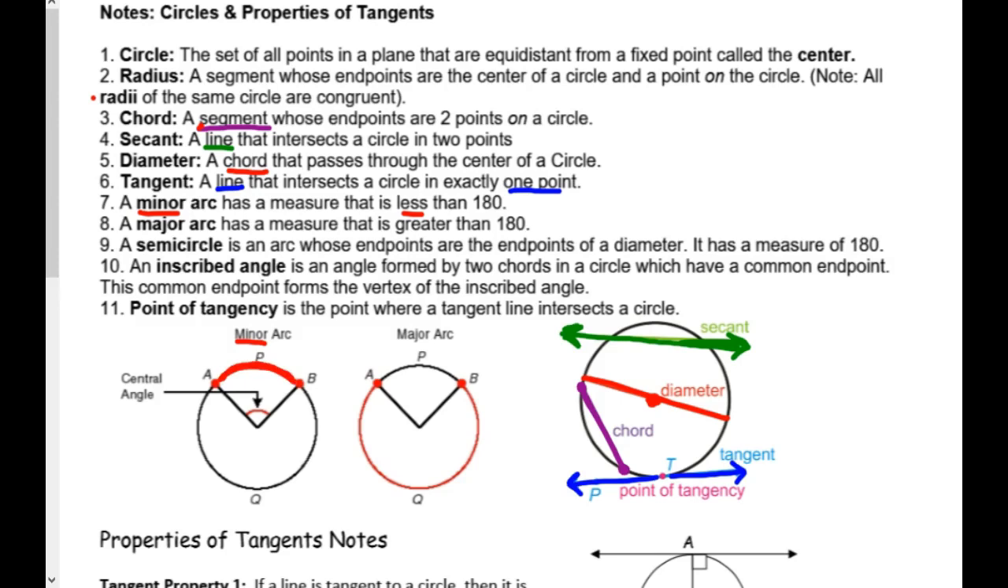But a major arc is greater than 180. So notice, the major arc looks like the same picture, except, if you look right here, we're going the other direction. We're going the long way. The major arc goes the long way. That is a major arc. It's more than half of that circle, right? So minor arc is less than half. Major arc is more than half. That's pretty much it.